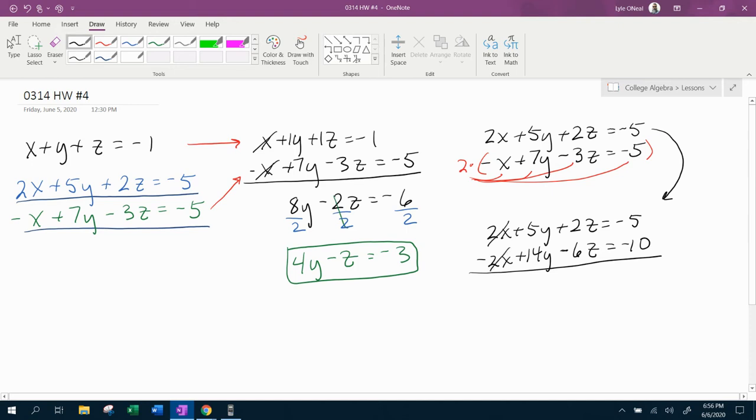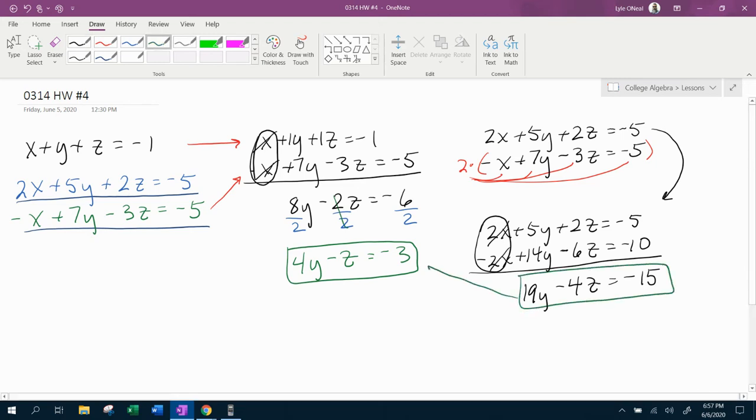So the two x's cancel. Remember I said that we have to get the same letter to cancel twice in a row. So we're well on our way to success here. 14 and 5, that is 19y. 2 minus 6 is -4z. And -5 and -10 is -15. Okay, so we're going to put this one in a green box.